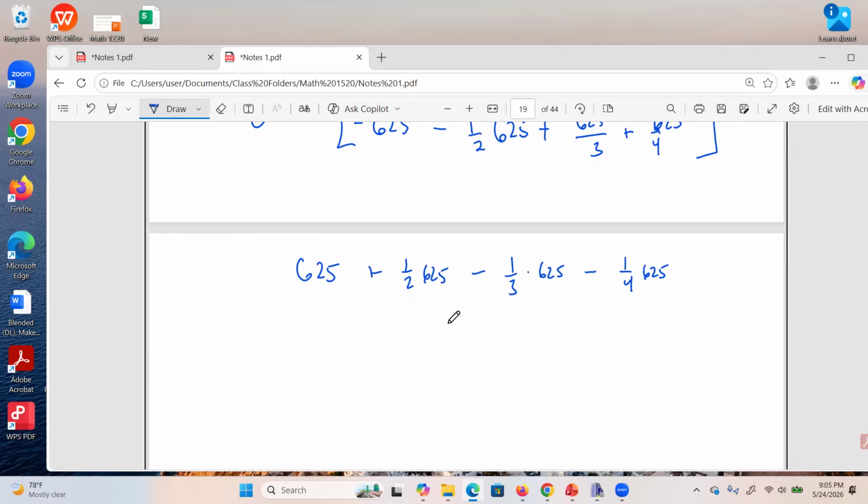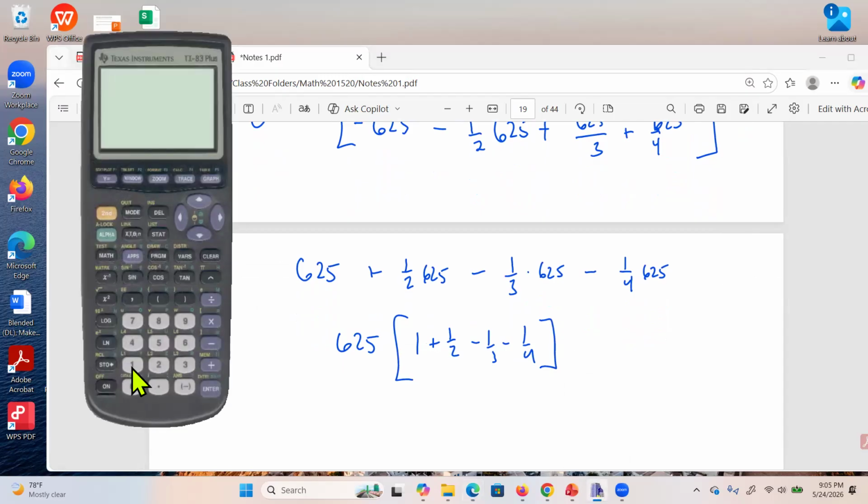So fortunately, look at this. 625 is all the way here. So we have 1 plus 1/2 minus 1/3 minus 1/4. Now let's see what that gives us. Okay, so we can go ahead and look at that. So we have 1. Let's go ahead and do this.